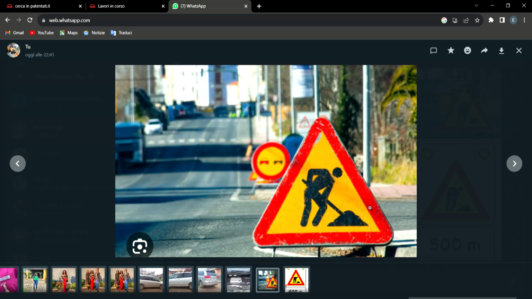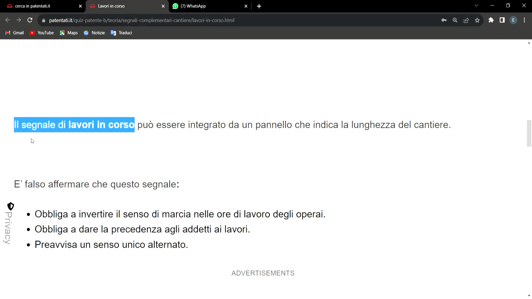Whenever you are driving and you come across this sign, it is simply letting you know that there is work going on on this road, maybe construction of road or maintenance of road. The sign is simply telling you that there are some persons working on this very road. So take note of that. It says il segnale lavoro in corso. That is the sign I just showed you.